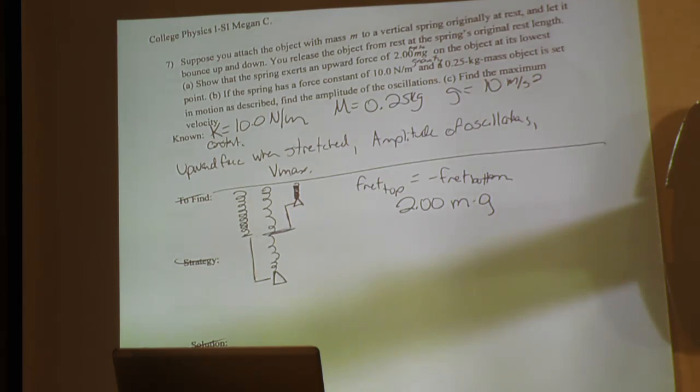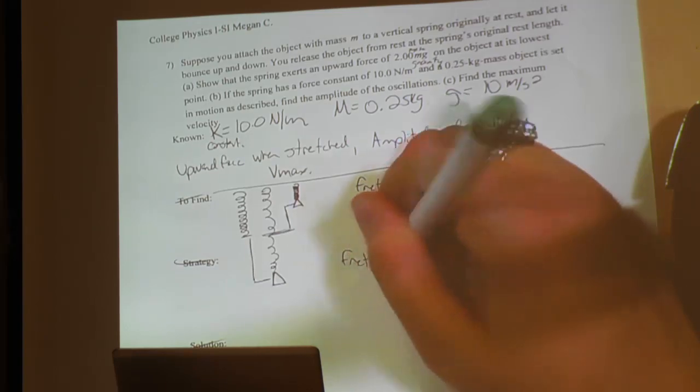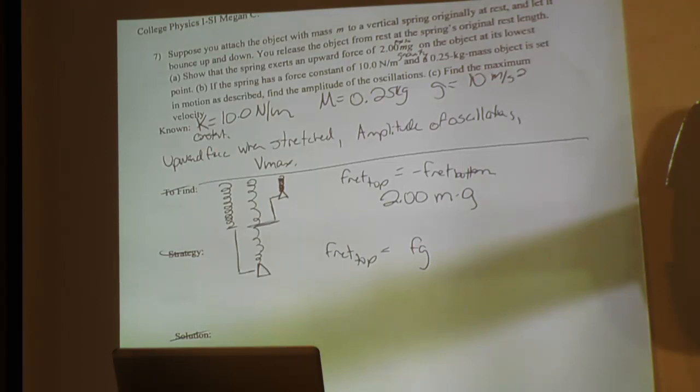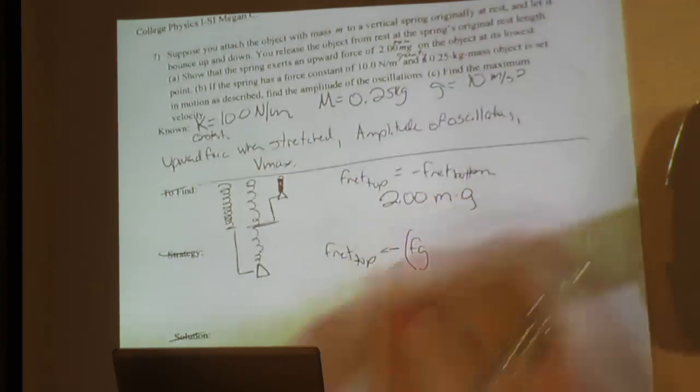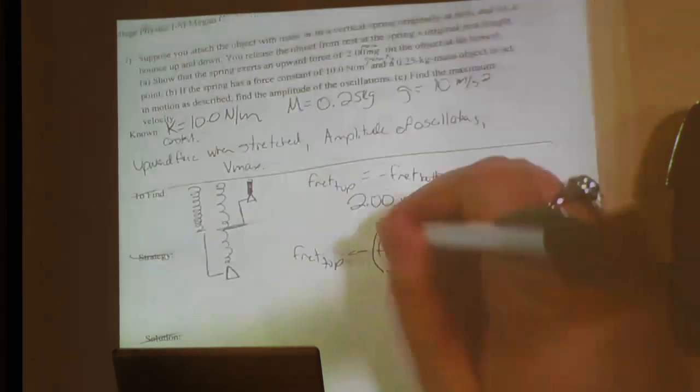We have that the F net at the top is going to be equal to what? What forces are acting at the bottom? Gravity, good. So we're going to have F net top is equal to a force of gravity. And then we have another force that's acting. And actually, I forgot a negative sign. So what other force is acting? Spring force. Okay.